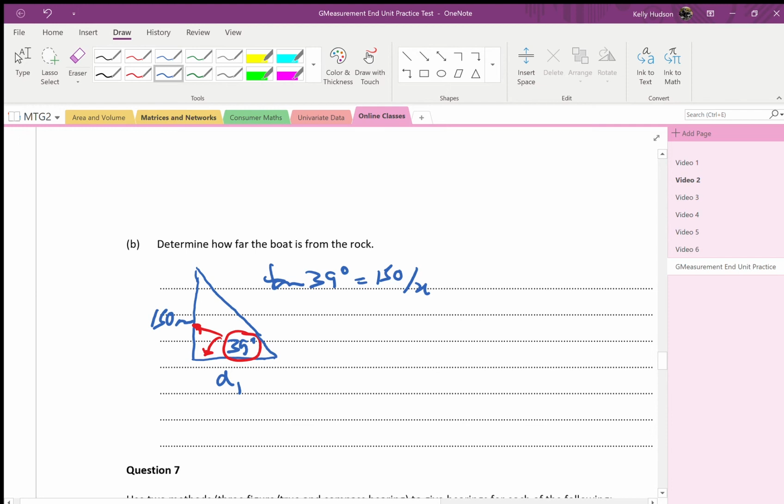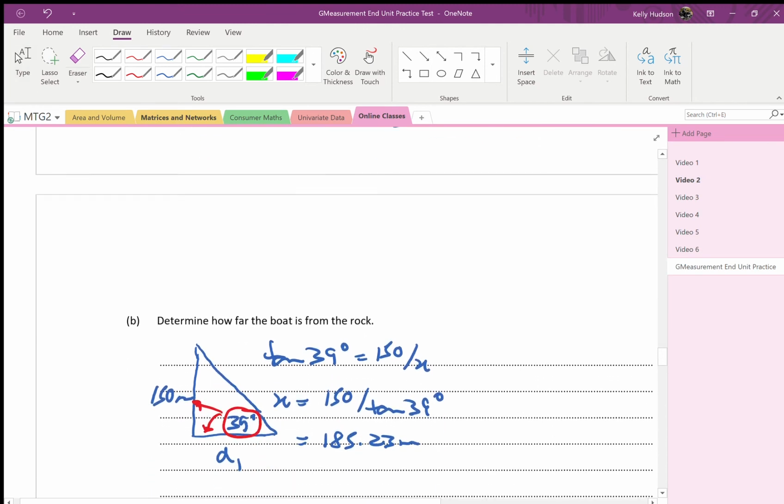Now rearrange the problem like we've done before. So we multiply both sides by x, divide both sides by tan 39 degrees, and we get x is equal to 150 divided by tan 39 degrees. I put it into my calculator and I get 185.23 metres.